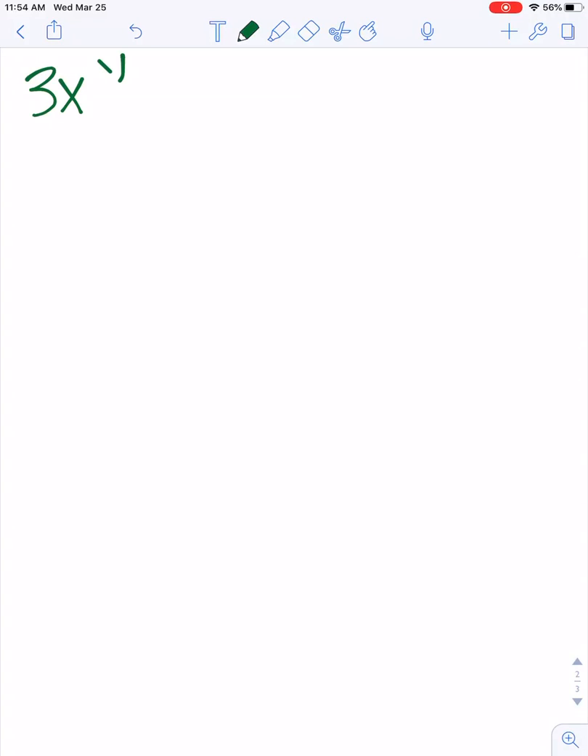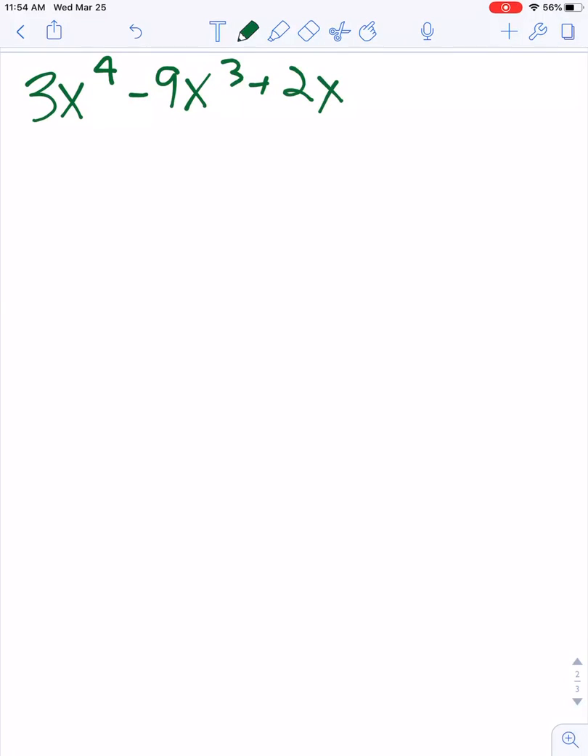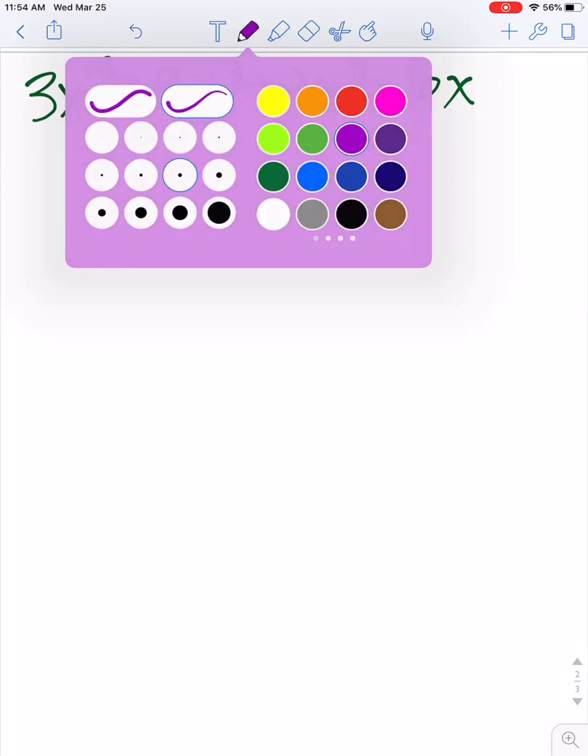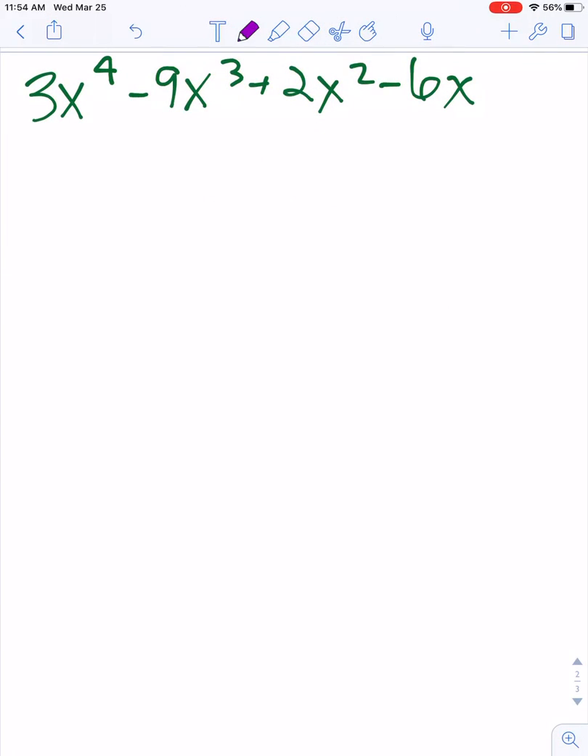So in this example, I have 3x to the 4th minus 9x cubed plus 2x squared minus 6x. Now, in this case, I wrote this that way so I wouldn't have to worry about going in and writing this in standard form. I just always have it written in standard form. That's just how I like to start. If you have a problem that's not in standard form, meaning the biggest power of x isn't first, make sure you write it in standard form. After we have that, though, then we can go ahead.